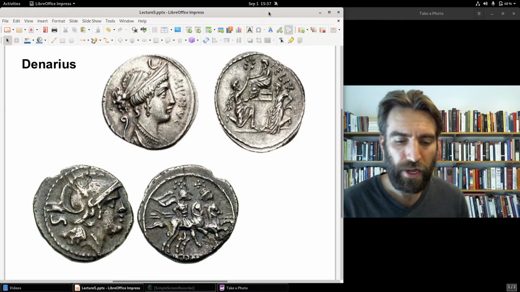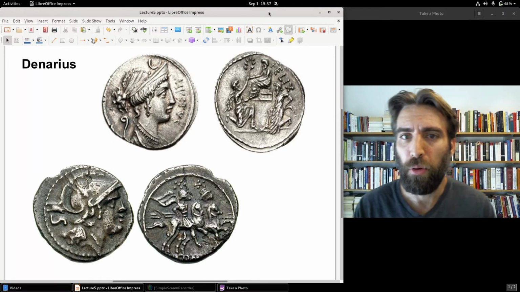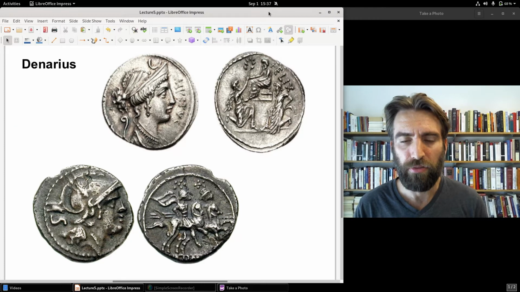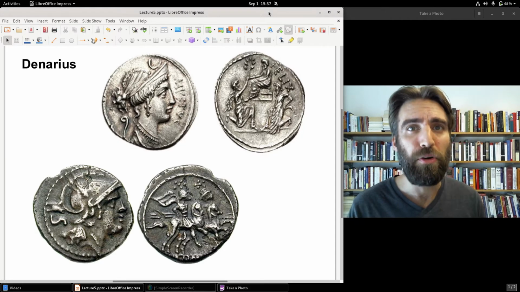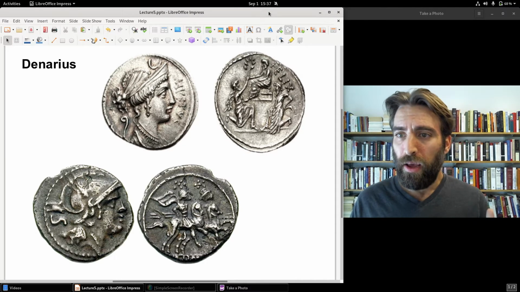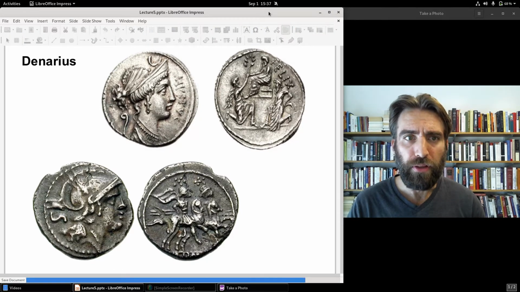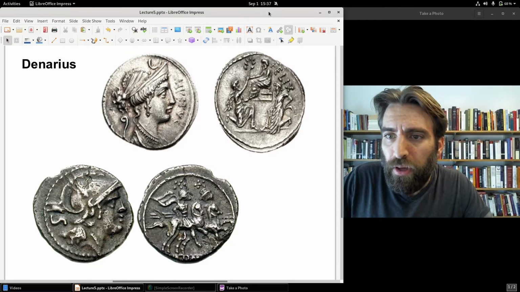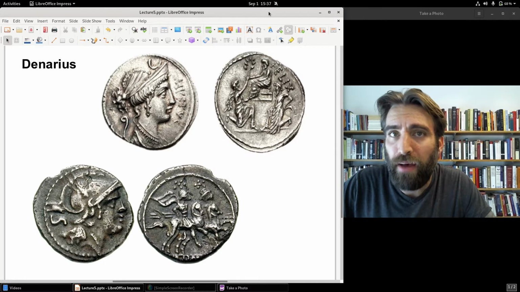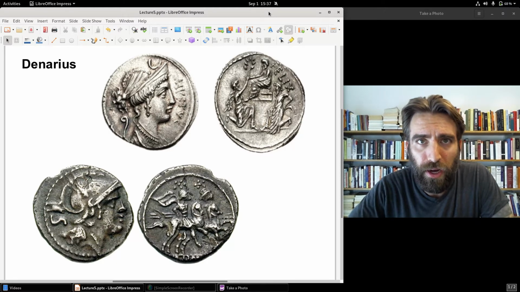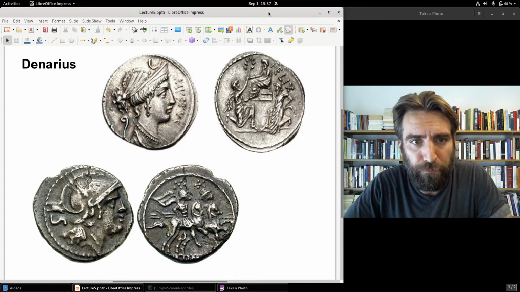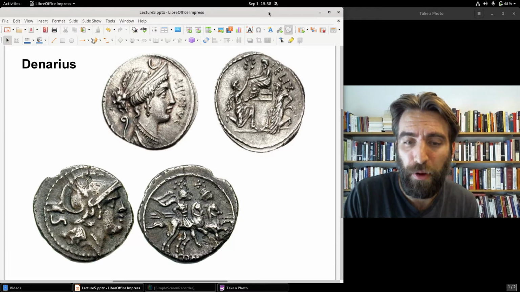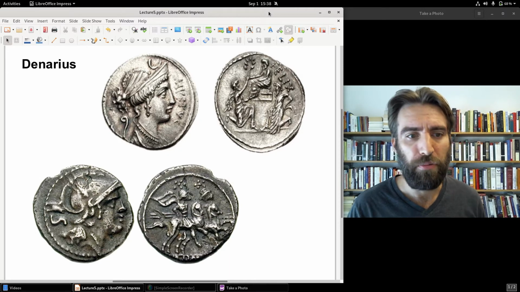And here, at this stage of Roman history, we see the introduction of the denarius. The denarius, maybe the most famous coin in all of world history. The denarius was introduced sometime around 211 BC. Its weight initially was 4.5 grams, which amounts to about 1/5 of an ounce of silver. And it was a very pure silver coin. It was about 95% fine.